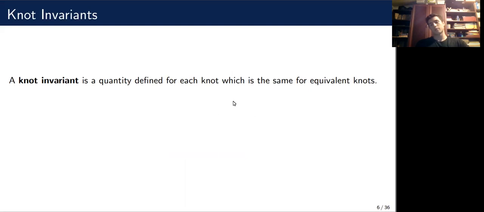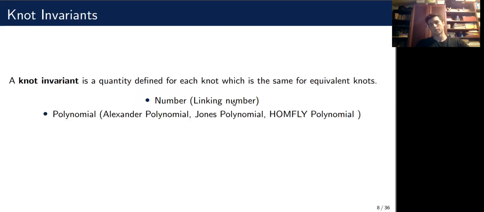A knot invariant might be a number, like the linking number, might be a polynomial, like the Alexander polynomial, Jones polynomial, etc., or it can be a group. But the defining property of them is that they do not change under the Reidemeister moves. So if we have two knots and they differ with respect to a knot invariant, they can't be the same. So what we usually do is calculate knot invariants for specific knots. And the one I will talk about today is the knot group.